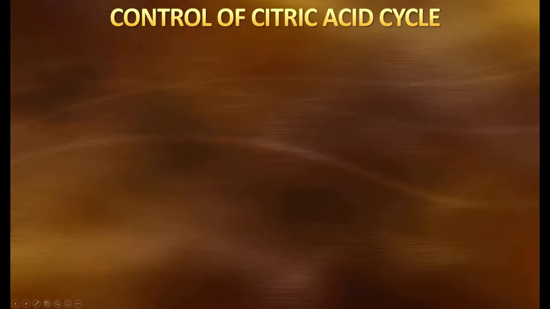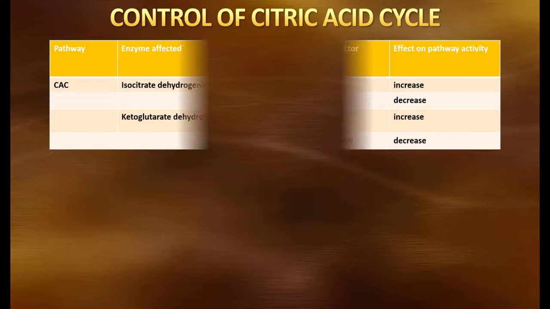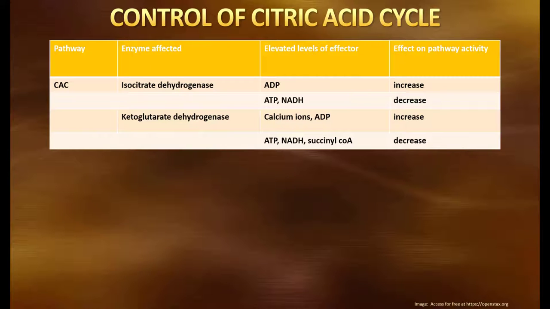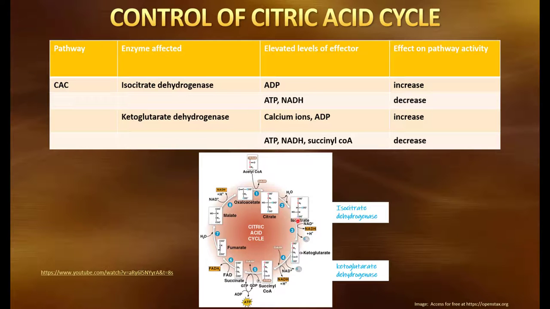Now let's take a look at control of the citric acid cycle. So you see two major enzymes being controlled here, isocitrate dehydrogenase and ketoglutarate dehydrogenase. The isocitrate dehydrogenase enzyme is used in step 3 to convert isocitrate to alpha-ketoglutarate.